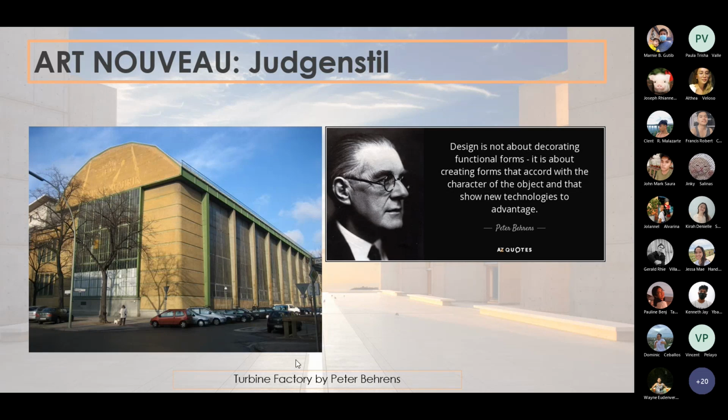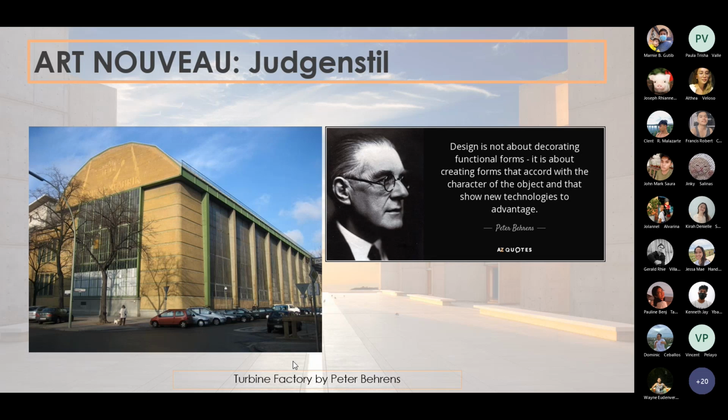So okay, fine. Peter Behrens said that design is not about decorating functional forms. It is about creating forms that accord with the character of the object and that show new technologies to advantage. The quote is a bit long, but kindly take note of this because some of these quotes may come out in the exam, depending on their feeling. So again, design is not about decorating functional forms. It is about creating forms that accord with the character of the object that show new technologies to advantage.